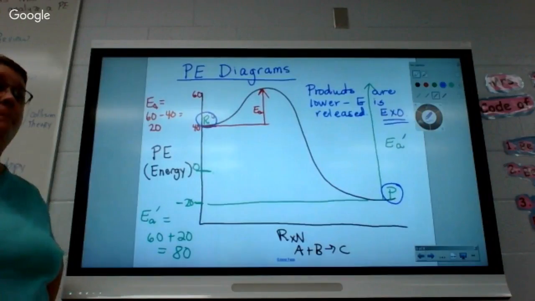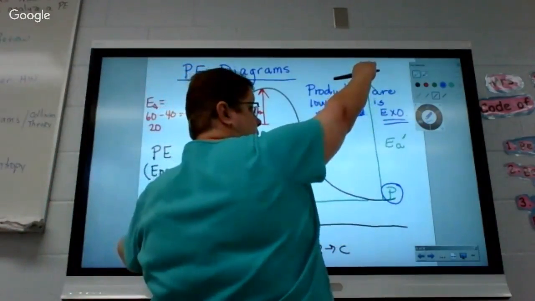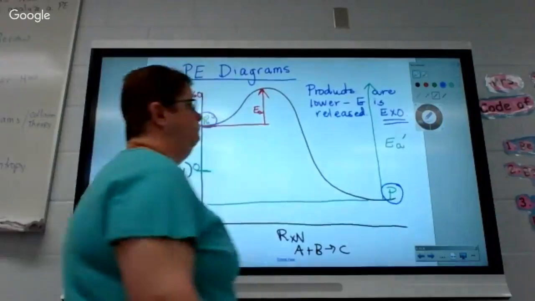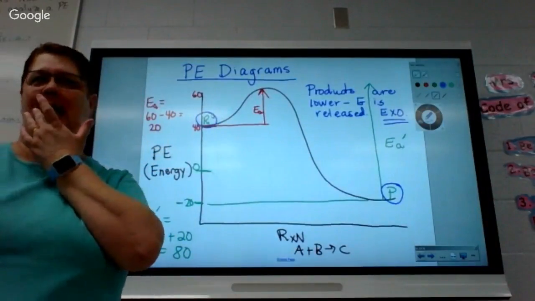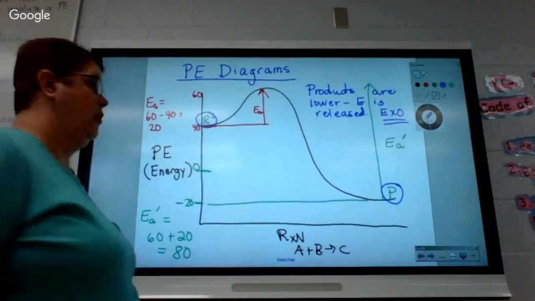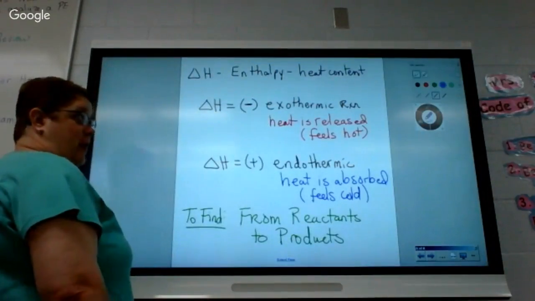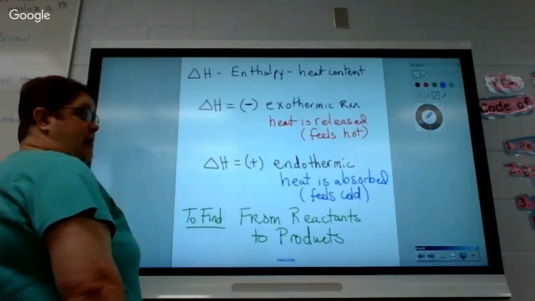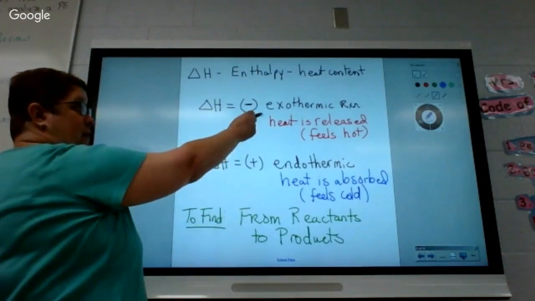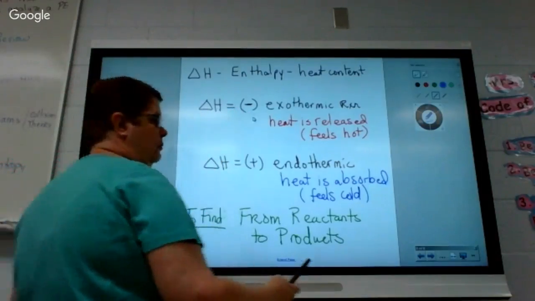Now, the products would be where? The products would be higher. So the reactants will be down here and the products will be up here. It'll be flipped. It'll be like that. Now, what does that tell us about our delta H for this graph? Delta H has to be what? You just told me it was an exothermic graph, so it has to be what? It's got to be a negative delta H.